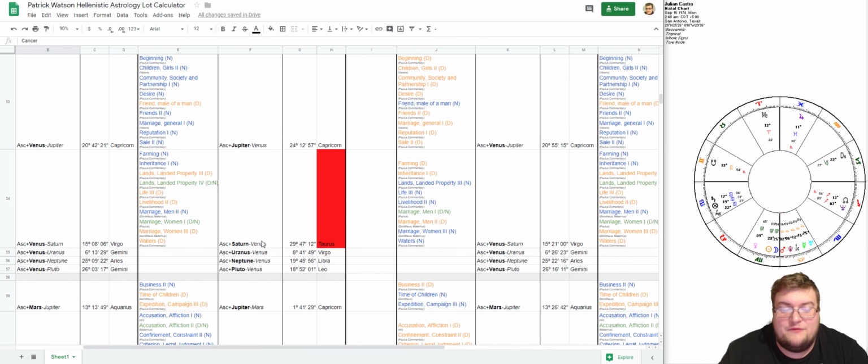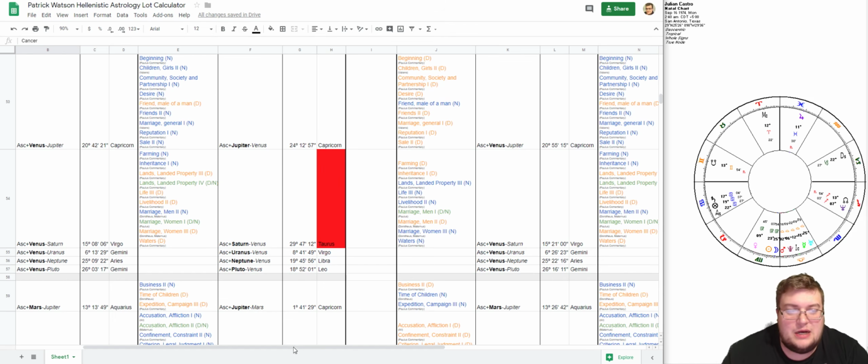So the Venus-Saturn lot is basically going from the position of Venus to Saturn and then projecting that from the ascendant. And so that's why it's so close to a sign boundary, because the degrees from Venus to Saturn are very close to the sign boundary between Gemini and Taurus projected from the ascendant.